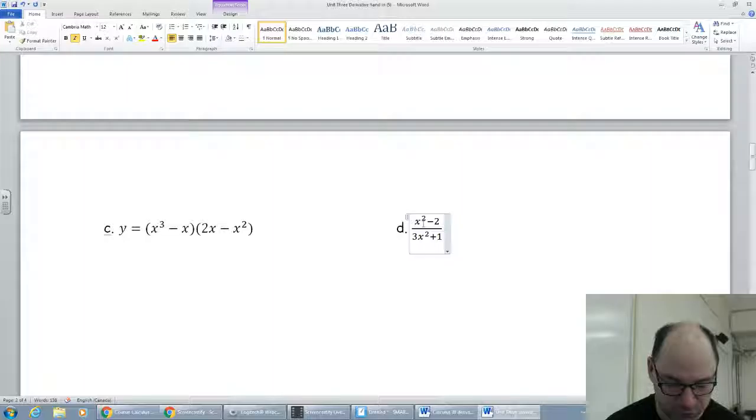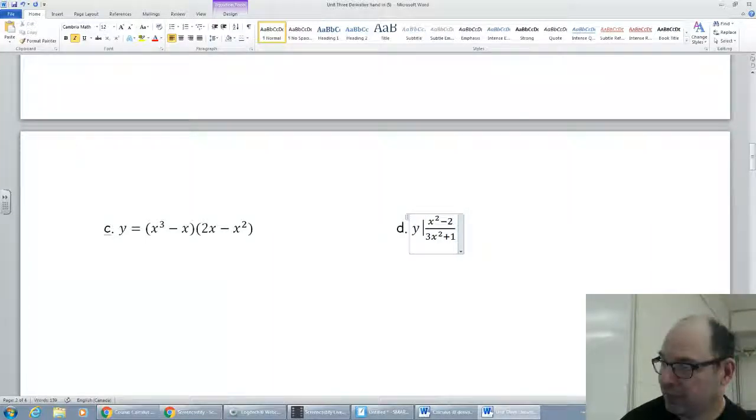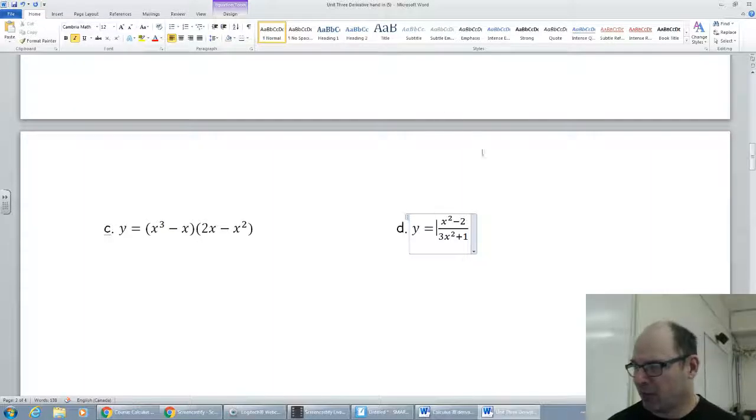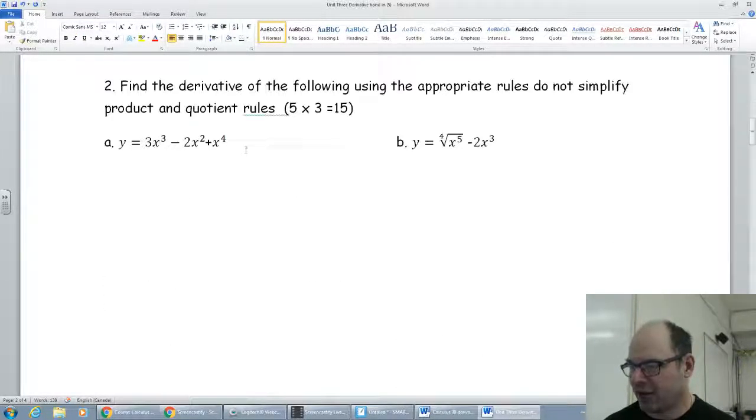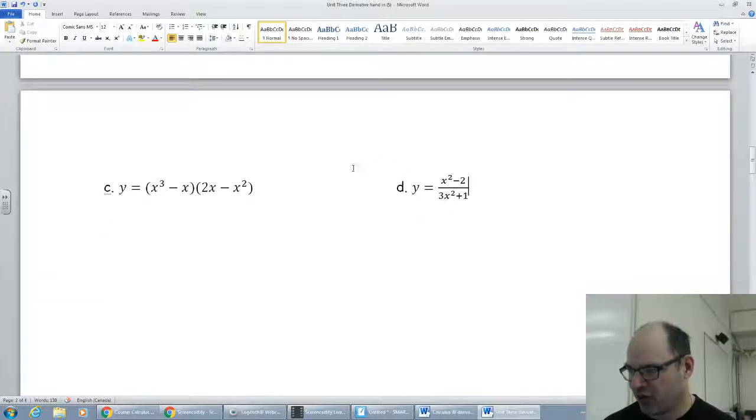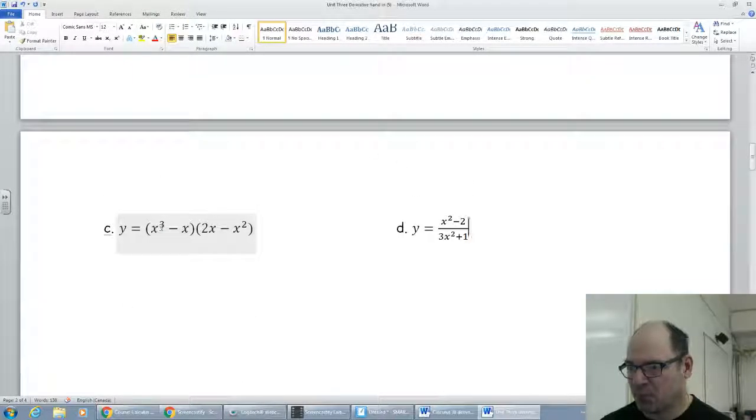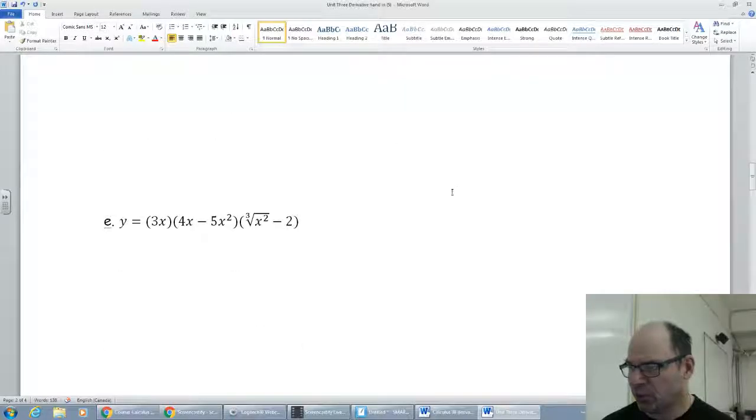Okay, that's a quotient rule that I'm putting in here. Y equals. Oops, not y, it's y equals. Okay, so I will print this one out and scan it in so that it has those changes in there. Okay, and this is a product rule, quotient rule, product rule with 3.